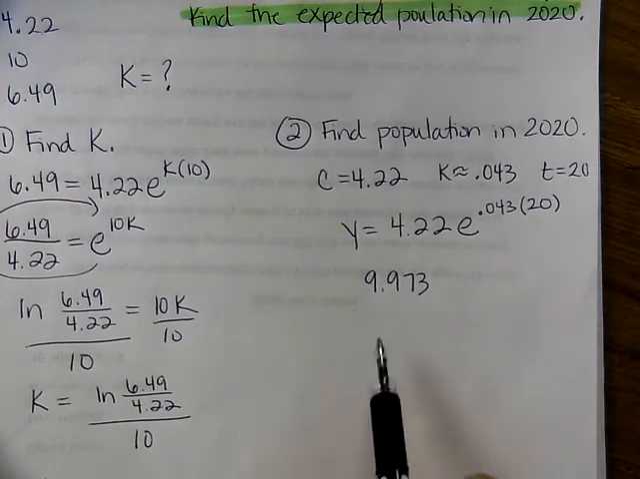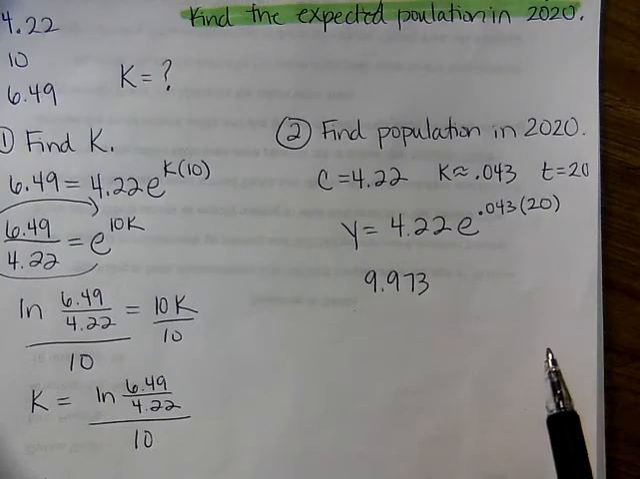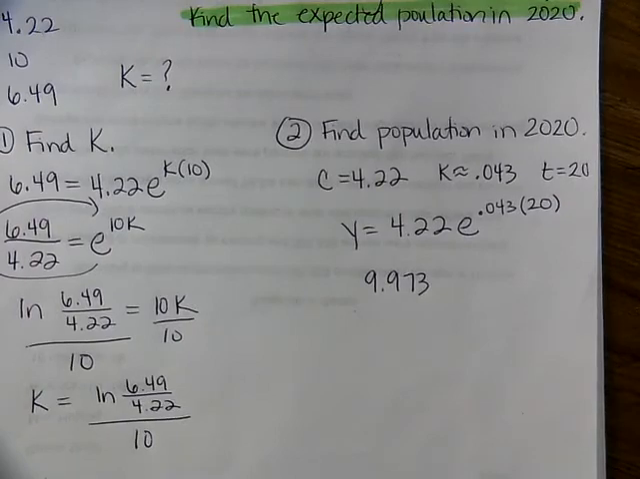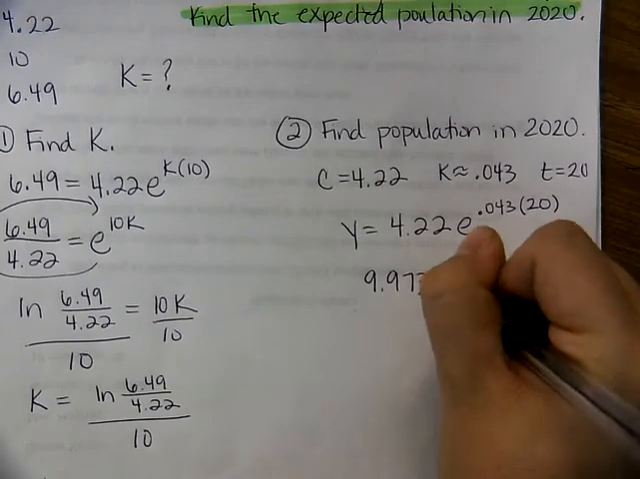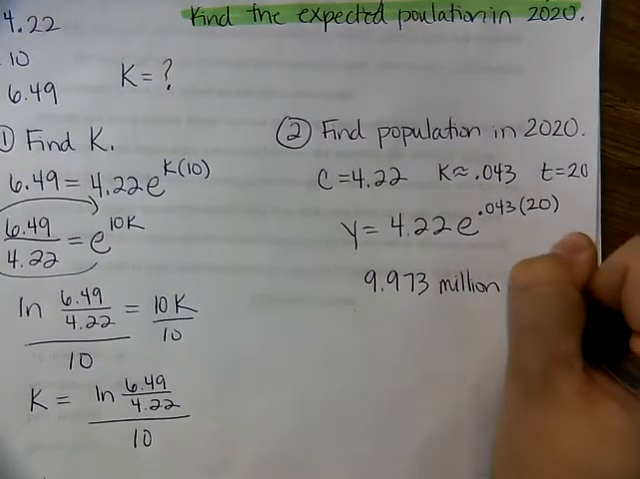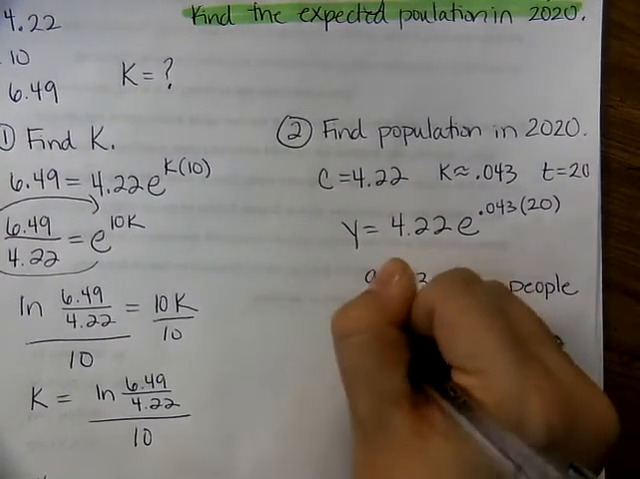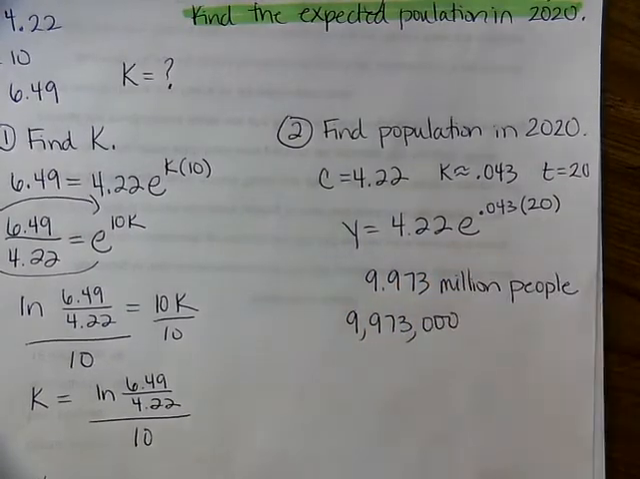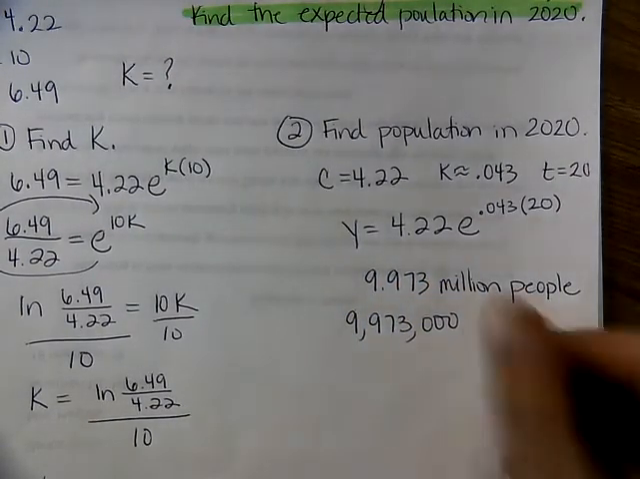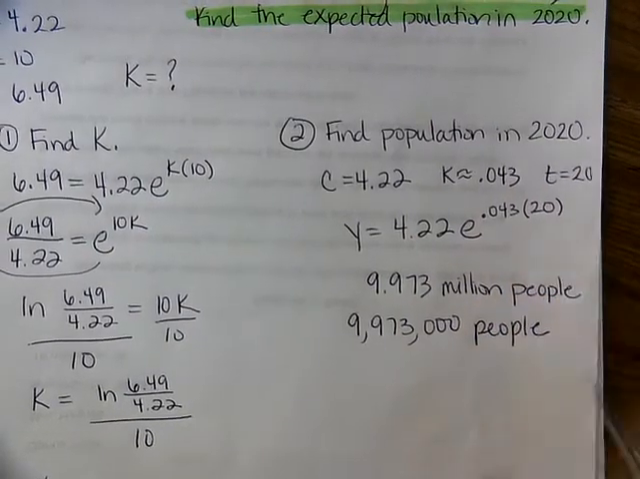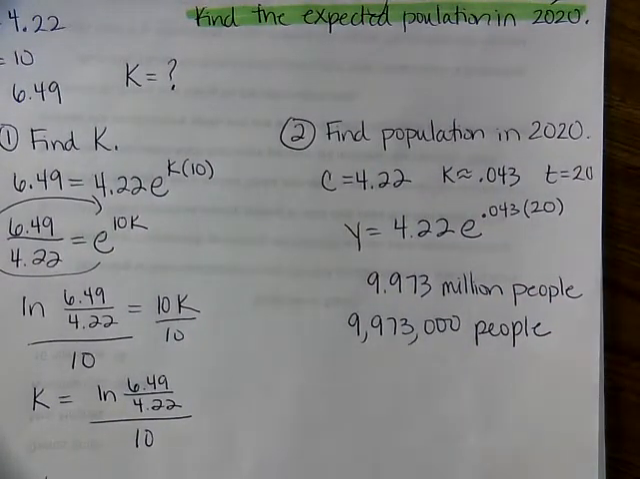Okay, now there are two ways that you can write your answer. This is in millions of people, so we don't want to write 9.973 people, right? Because that's not true, nor is that an accurate way to write about people. So you can write million people after it, okay? Or you can convert it to millions of people by just moving that decimal over 6 places, right? That's the easy way. So 9,973,000 people. And then we still need to include people after that. So either one of those answers is an acceptable answer for me.